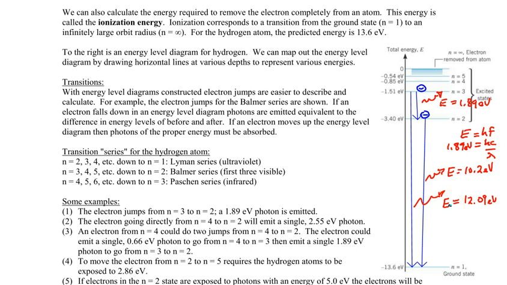Now, you could have an electron that is at ground state, or n equals 2, and it absorbs a photon with just the right amount of energy so that it pops it up. Okay? Remember that when the photons are emitted, you're going to get the emission spectra that we talked about earlier, and when the photons are absorbed, you get the absorption spectra that we discussed earlier.